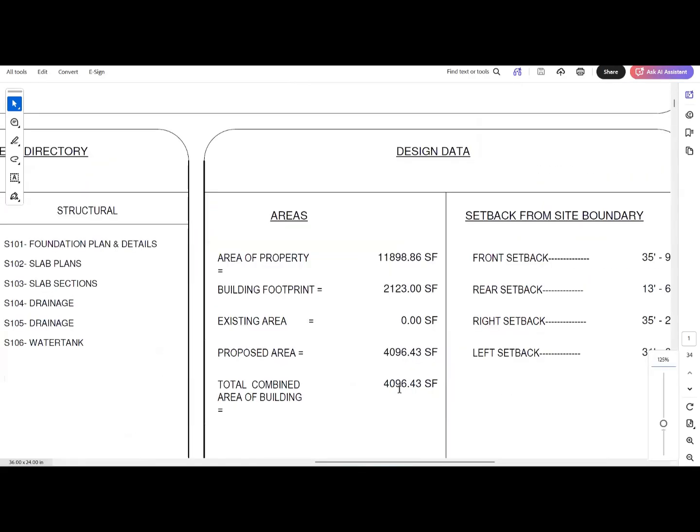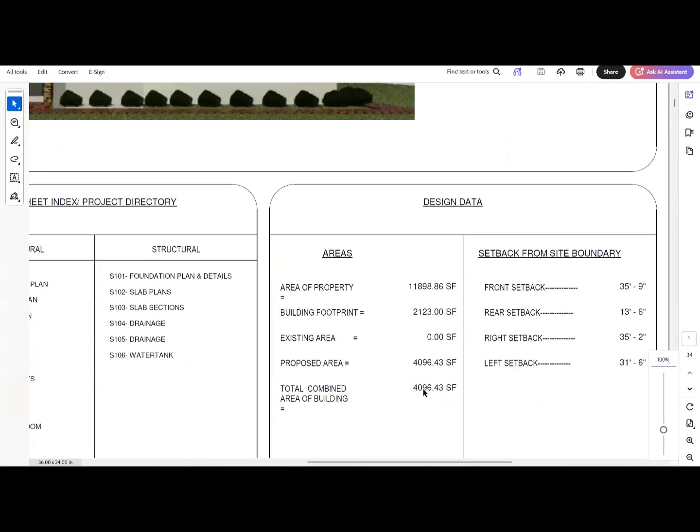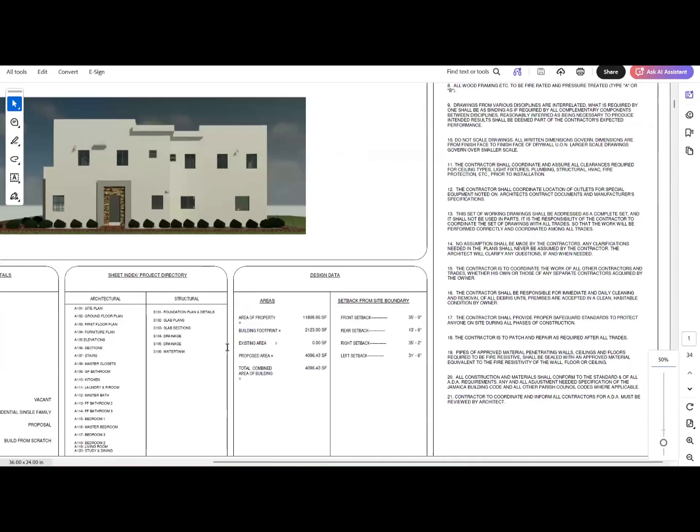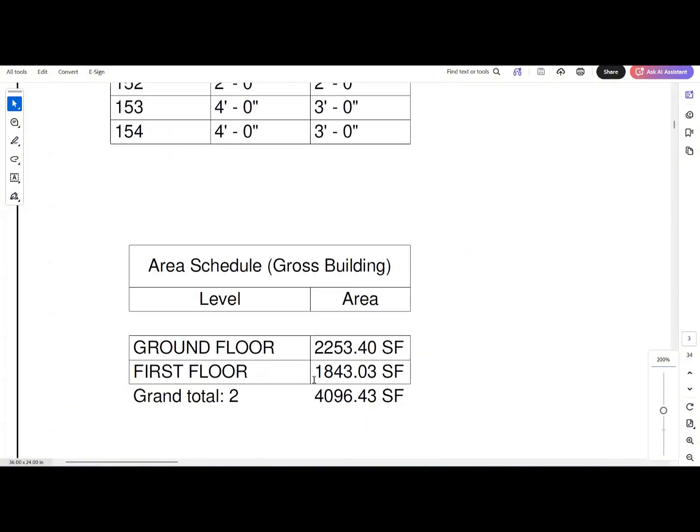Now, this building is 4,096 square feet, and because it is two-floor, I cannot use the area that is being presented here. In this case, what I have to go to is something like the floor plans. So this is the area schedule, and it is saying that the ground floor is 2,253, and the first floor is 1,843 square feet.